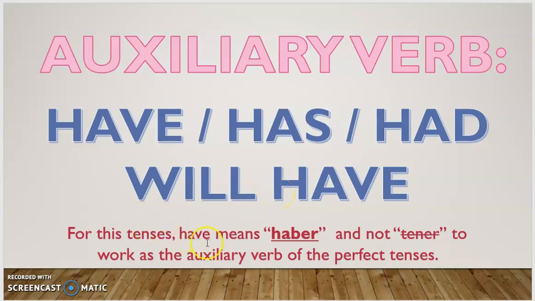For these tenses, have means haber. Okay, take it in mind. And not tener, to work as the auxiliary verb of the perfect tenses in general. Okay, so have, has, had, and will have will mean haber in the general aspect.